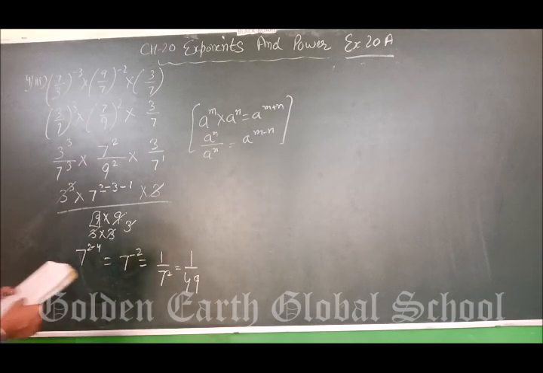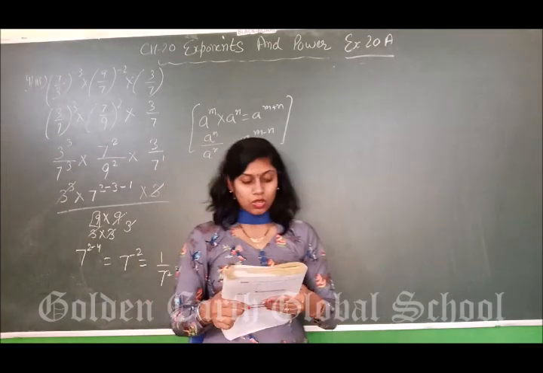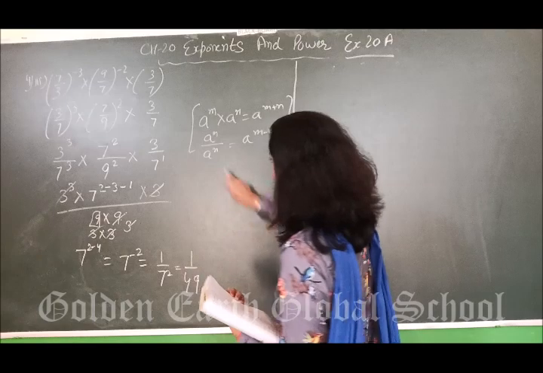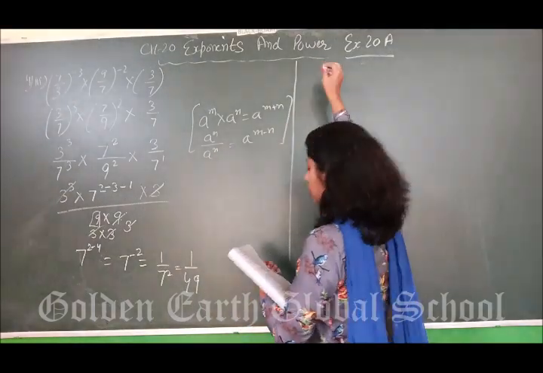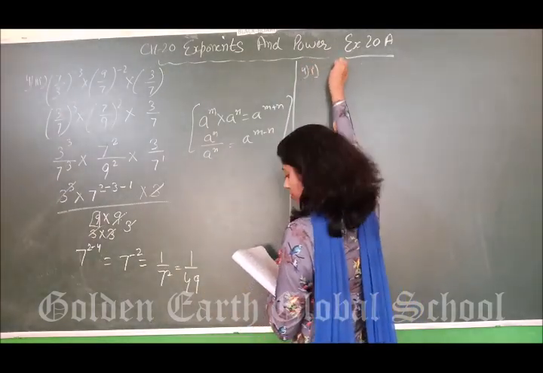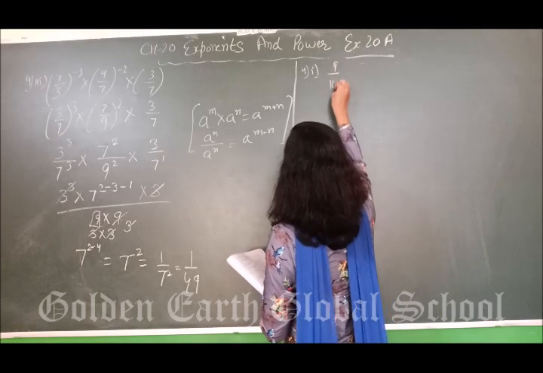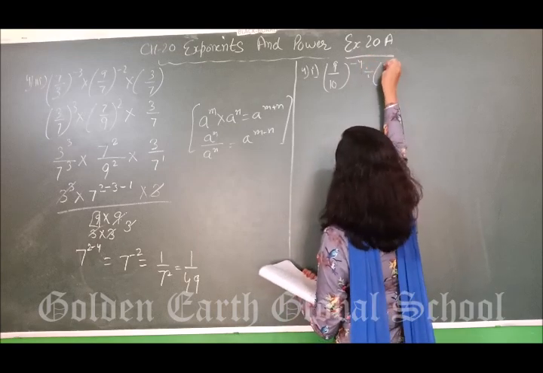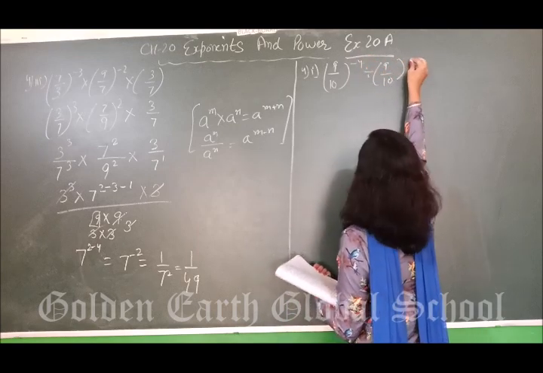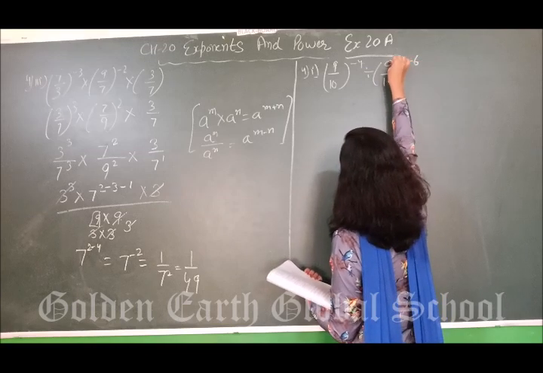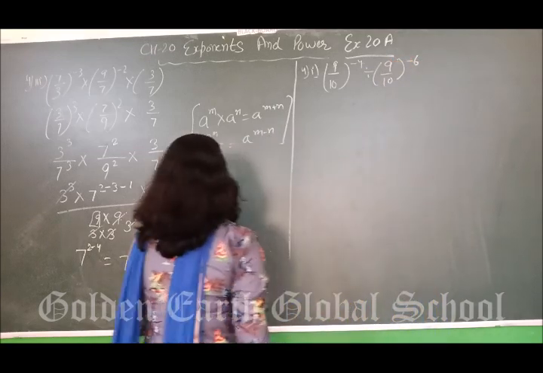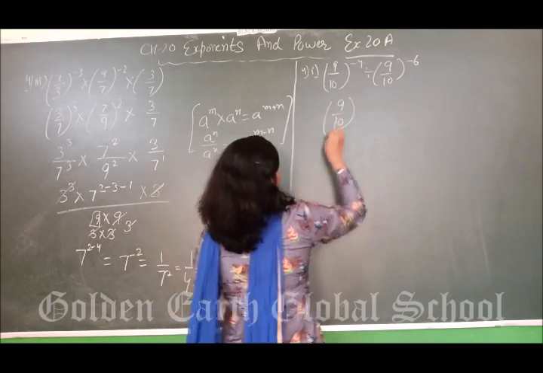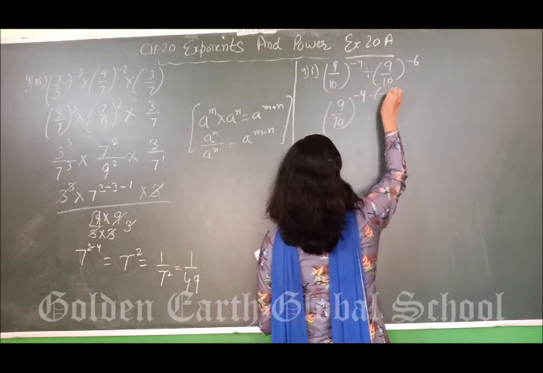Next we will solve the fourth question. In the fourth question we will apply this rule of division. See first part, 9 upon 10 power minus 4 divide 9 upon 10 power minus 6. Here base are same, so power will get subtracted. 9 upon 10 power minus 4 minus 6.